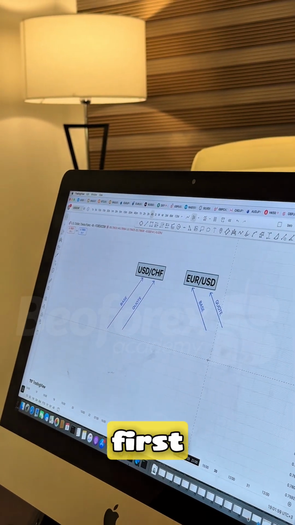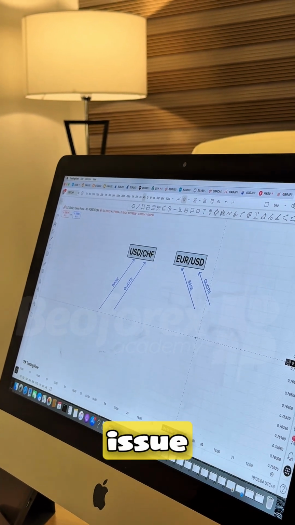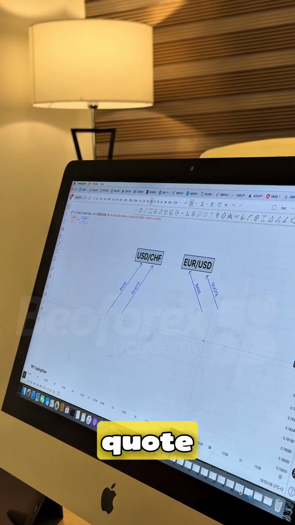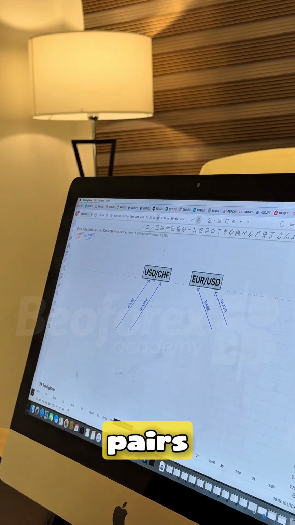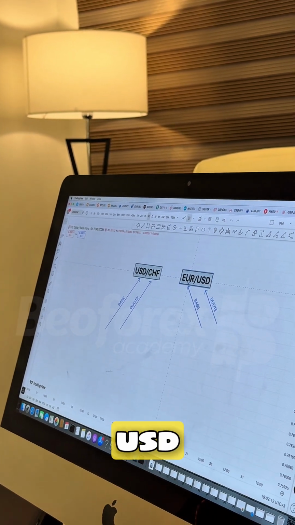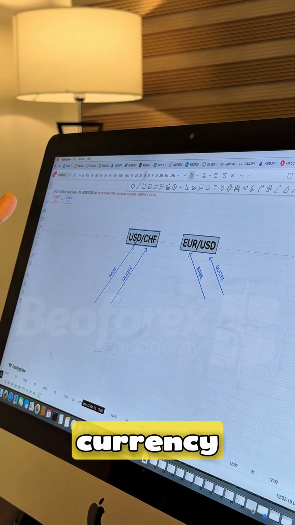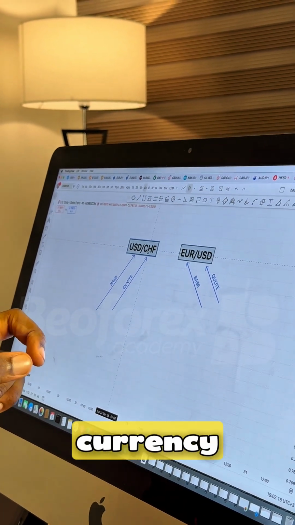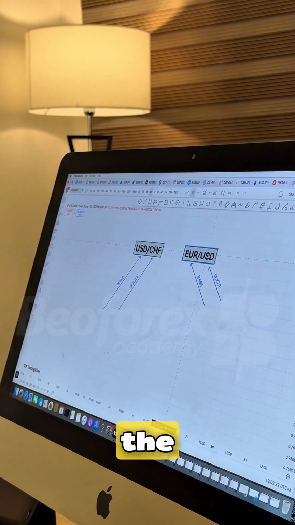So now, the very first thing that you're going to have to understand, if you must understand correlations, is the issue of base and quote currencies. Now, what I have here on my screen are two different currency pairs. This is USD CHF and this is Euro USD. Now, on the part of USD CHF, USD here is the base currency and CHF here is the quote currency. And on the part of Euro USD, Euro is the base, USD is the quote.